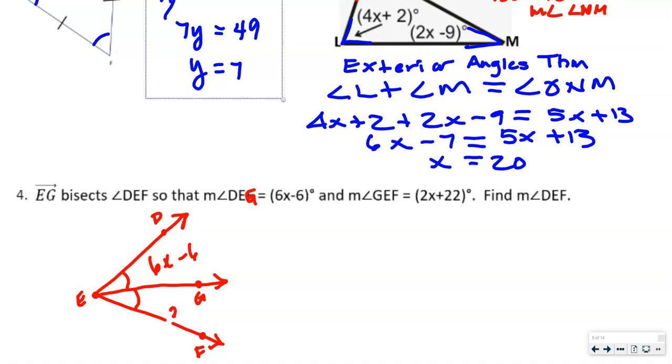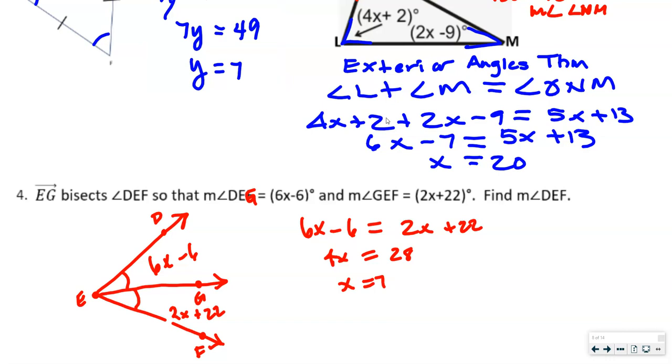So this was 2x plus 22. Okay, so we're going to set those equal to each other because they're congruent, right? 6x minus 6 is equal to 2x plus 22. So subtract 2x from both sides, that's 4x. Add 6 to both sides, that's 28. Divide both sides by 4, so x is equal to 7. And then we're going to plug that back in. So 6 times 7 is 42. 42 minus 6 is 36. And then again, 2 times 7, that's 14. 14 plus 22 is also 36.